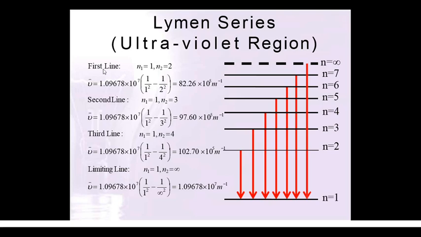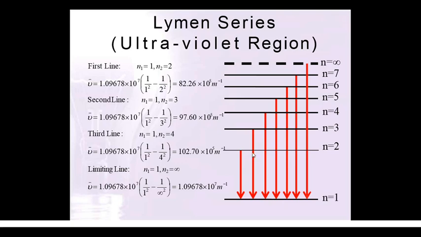So the first line means n1 equal to 1 and n2 is equal to 2. You can calculate the wave number. Now the second line is again n1 equal to 1 but n2 is equal to 3. That means from 3 to 1 transition. Again 4 to 1, 5 to 1, 6 to 1.